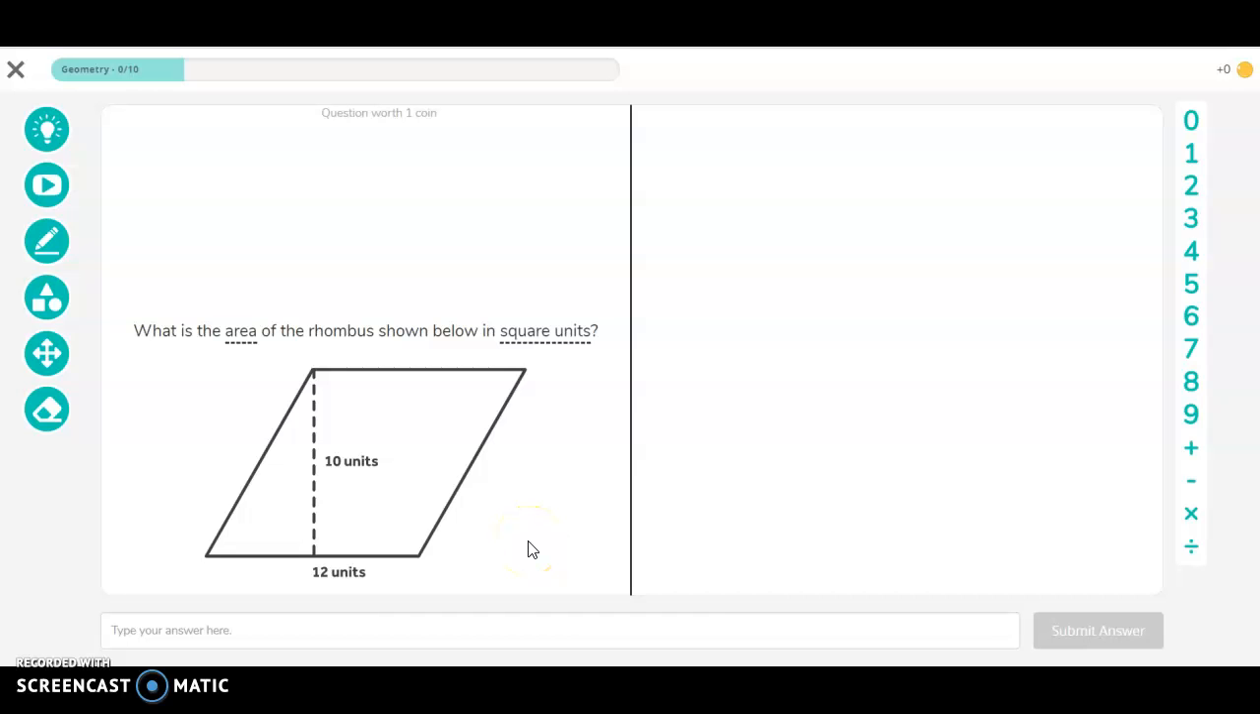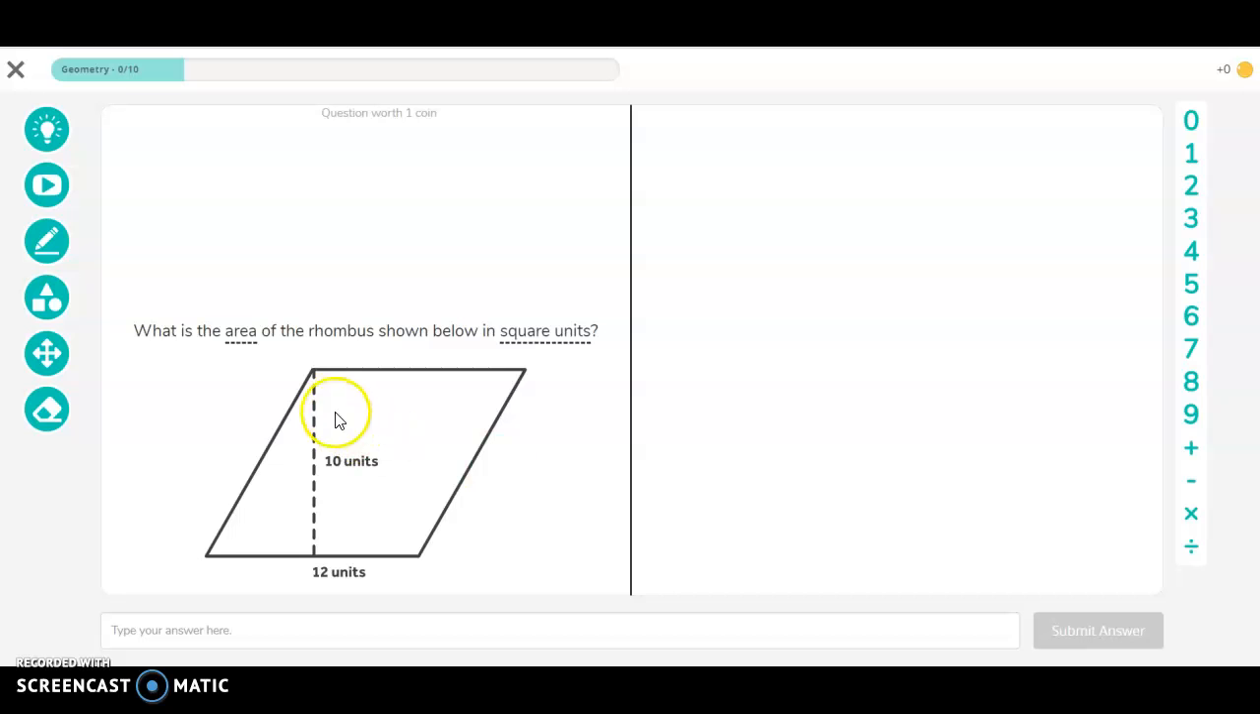Alright guys, so today is more geometry and different parts of area. So remember, area is how much space it takes up in the surface. Square units would just be the measurement. So we have a rhombus here, and that's a quadrilateral. Quadrilateral is base times height.